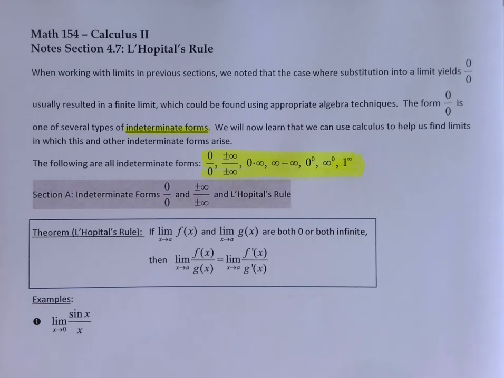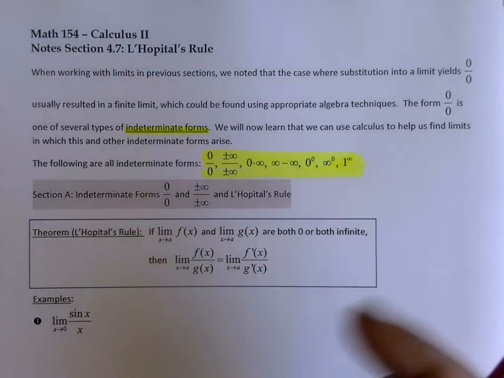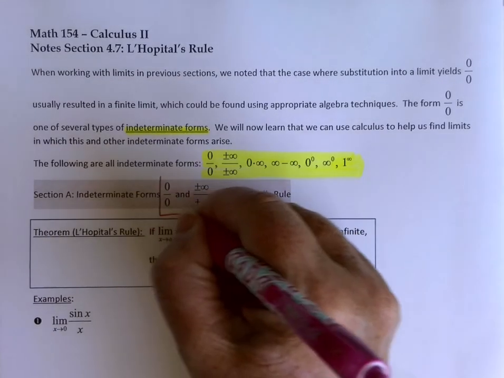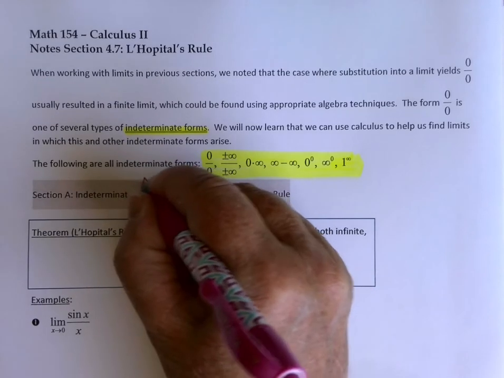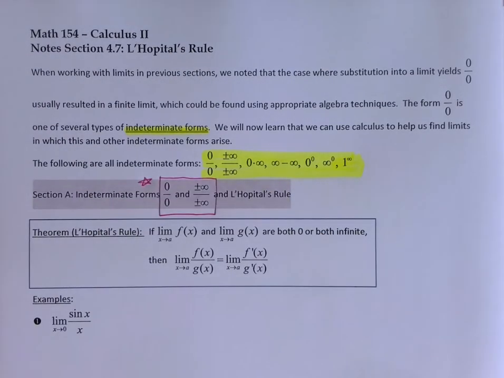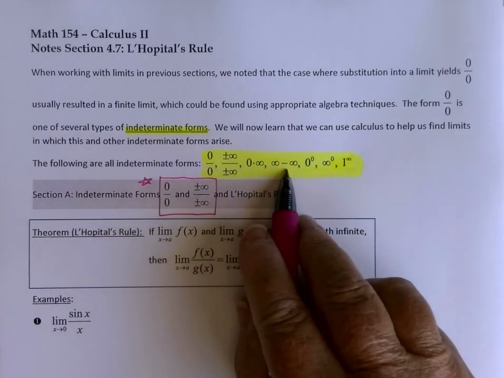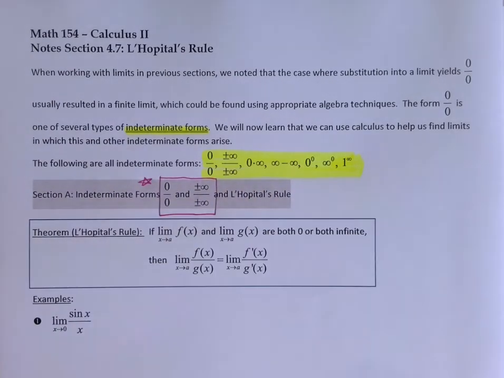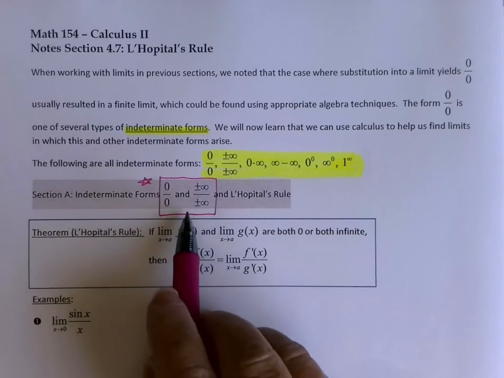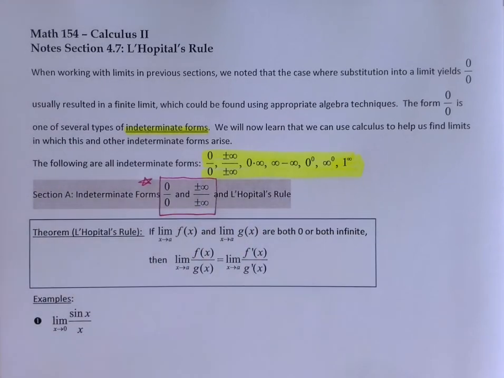Right? So I'm going to start introducing this theorem called L'Hopital's rule. L'Hopital's rule specifically refers to the two indeterminate forms, 0 over 0 and a form of infinity over infinity. If I have these others, we'll have to use some other techniques, but we're going to start with these two and what's called L'Hopital's rule.